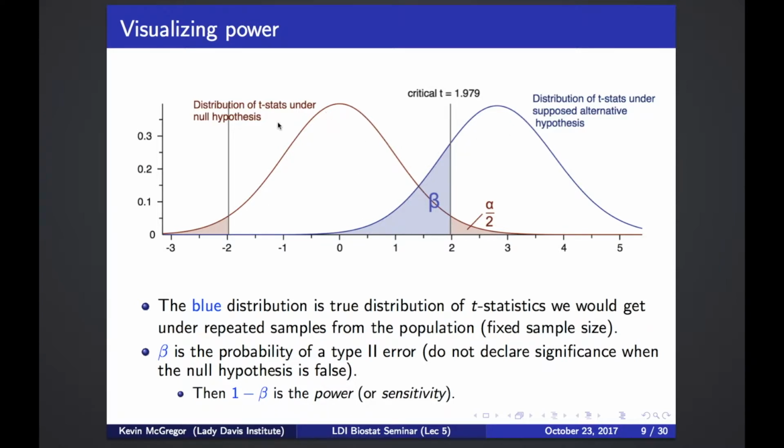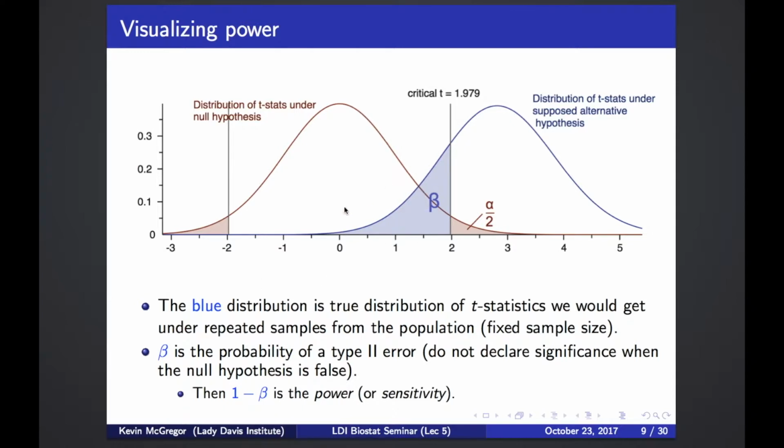So as you can see, the null hypothesis distribution is centered around 0, and the alternate hypothesis distribution is not centered around 0.